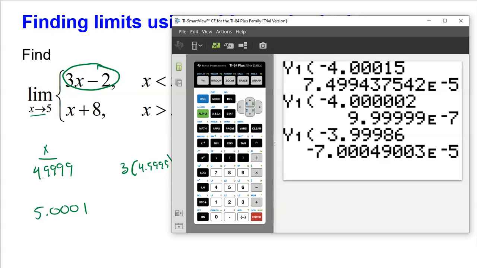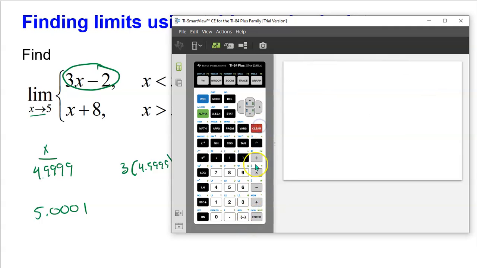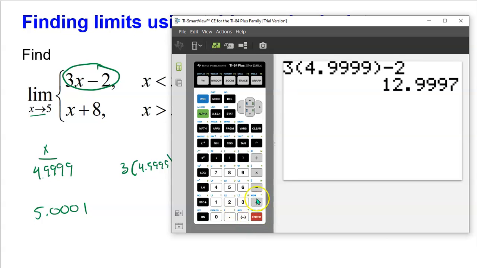Now, once again, I could go to y equals, but let's just do this real quick, just using the algebra of it. So 3 times 4.9999 minus 2. So if I get really, really close to 5, but below 5, right, so that would be this top equation, I get dang near 13, really, really close to 13.